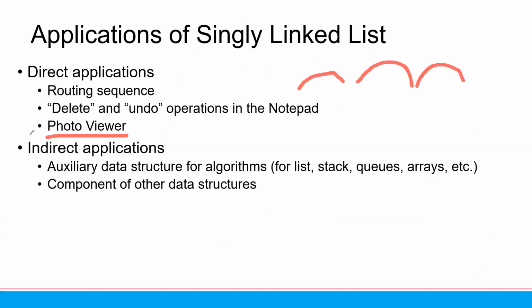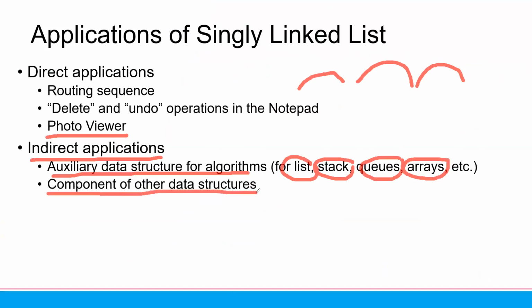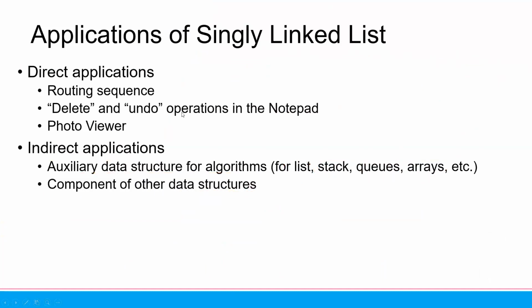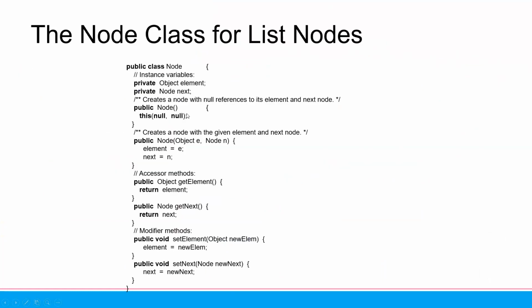And in indirect applications, we can use it as an auxiliary data structure. We can use a linked list for a list, in a stack, in queues, in arrays, etc. And it can be a component of other data structures. So this is a kind of the structure.